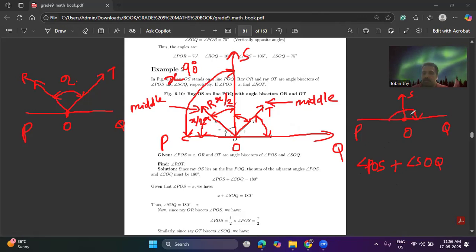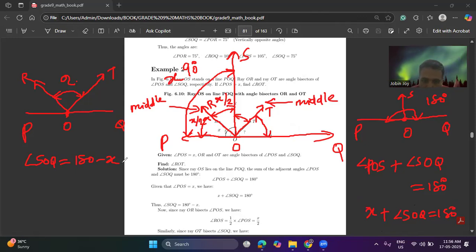because this is a straight line. For a straight line, the total angle is 180 degrees. So angle POS plus angle SOQ is equal to 180 degrees. We know the value of angle POS is given as X. So X plus angle SOQ is equal to 180 degrees. Shifting X to the other side, angle SOQ is equal to 180 minus X.